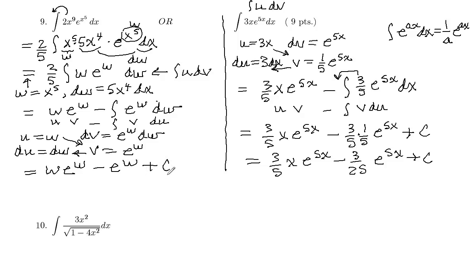And then the last thing, don't forget to change back to x, right? W is x to the 5th. So you got to put it back in the original variable. So this w is x to the 5th times e to the w is x to the 5th minus another e to the x to the 5th, plus c. And now we got it.